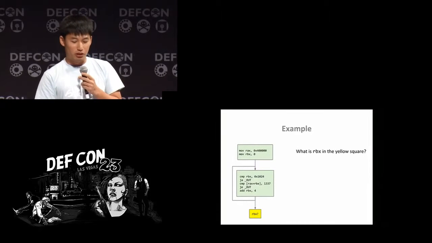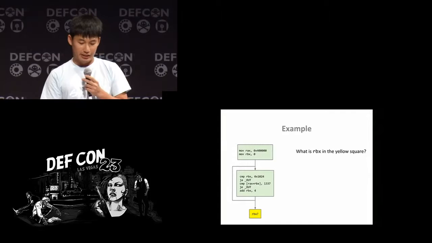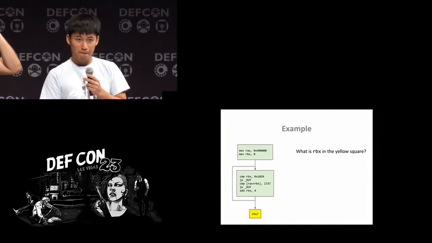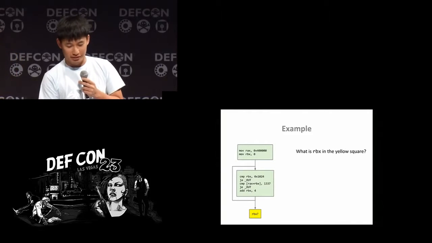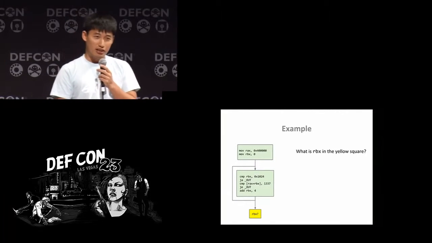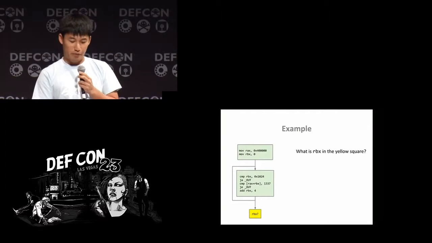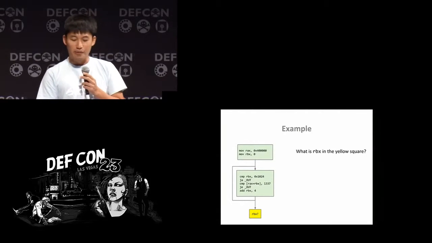Here's an example of what the value set analysis looks like. Here's a piece of x64 assembly. Try hard to read it. You have 5 seconds. OK, great. I think if you know assembly, you have already understood this program. And now we want to say, what is the RBX in the yellow square? In the yellow square. Do we know it?